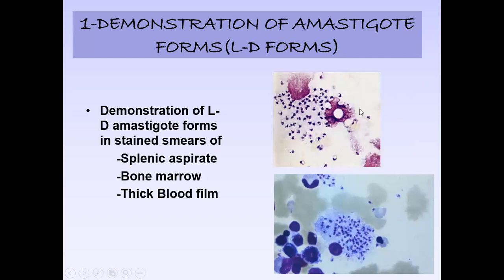So we will make a slide from the splenic aspirate or the bone marrow or a thick blood film. We will stain them and then scan the slide for the presence of these amastigote forms within the macrophage. Here you can see them, and over here also you can appreciate the presence within. This is one macrophage and this is the nucleus, and all of these are the amastigote forms or the LD form, LD bodies.